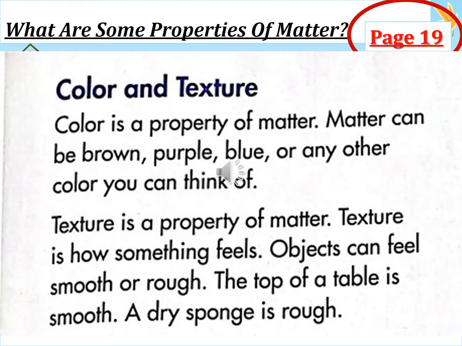All right. The number three, texture. Texture is a property of matter. Texture is how something feels. Objects can feel smooth or rough. The top of a table is smooth. A dry sponge is rough.